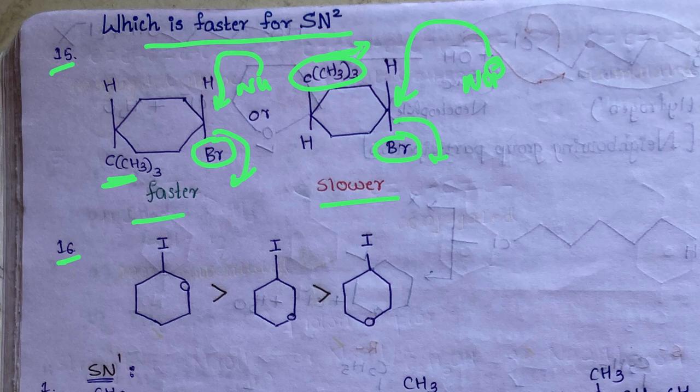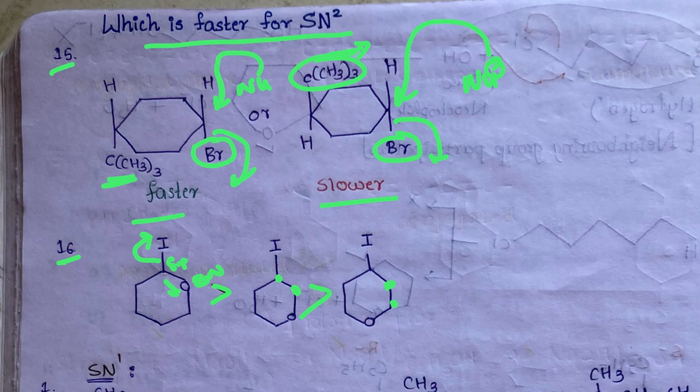Now, 16th question. The leaving group leaves. Then here a partial carbocation forms, a partial positive charge. Since this is electronegative, electron withdrawal gives more positive character, so it is more reactive. When it is away from the leaving group, here it is direct, here there is a one carbon gap, here a two carbon gap. Therefore it is less reactive for the SN2 reaction. So this is the order for the SN2 reaction.